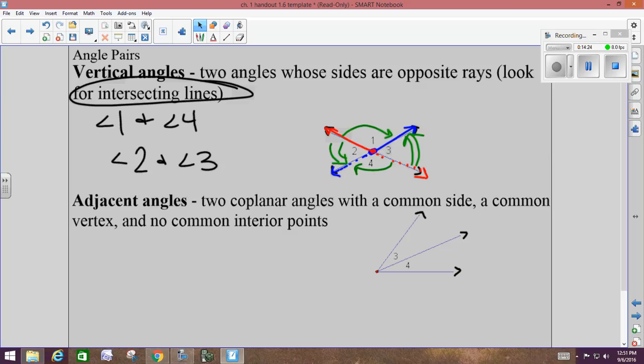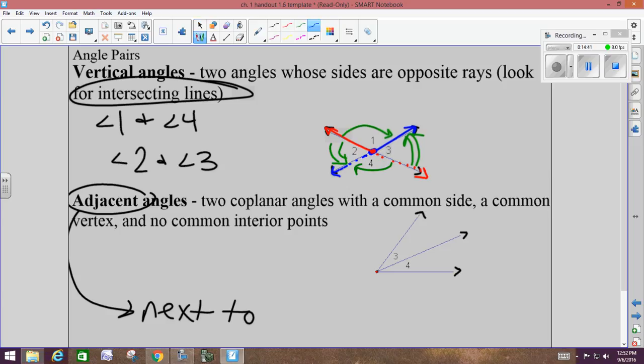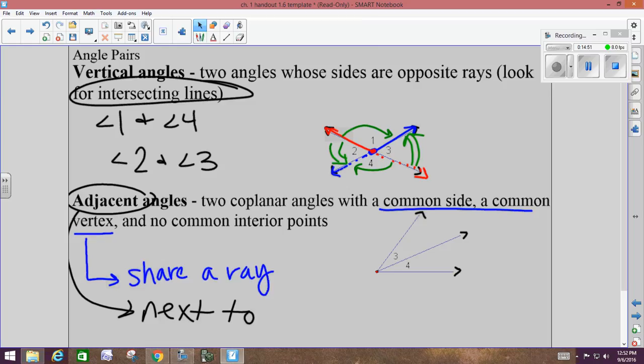Adjacent angles, 2 angles with a common side, a common vertex, and no common interior points. Adjacent means next to. Adjacent angles are going to be next to each other. When it says they have a common side and a common vertex, that means they share a ray. No common interior points is referring to the idea that they're not going to overlap each other. Adjacent angles are next to, share a ray, they don't overlap.